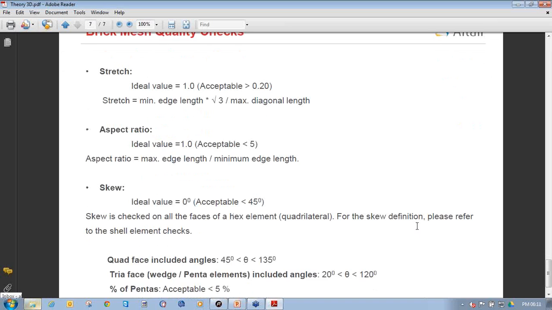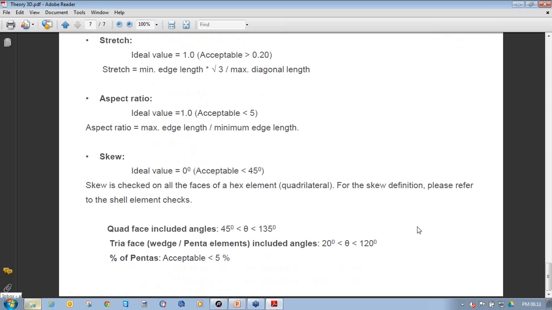Now some more quality checks we consider for brick or hex meshing is stretch. The value of stretch for ideal is 1 and acceptable is greater than 0.2. Software calculates value of stretch as minimum edge length multiplied by root 3 divided by maximum diagonal length. Then we also check for aspect ratios, that is ideal value should be 1 and acceptable is less than 5. Aspect ratio for the hex or brick mesh can be calculated as maximum edge length divided by minimum edge length.